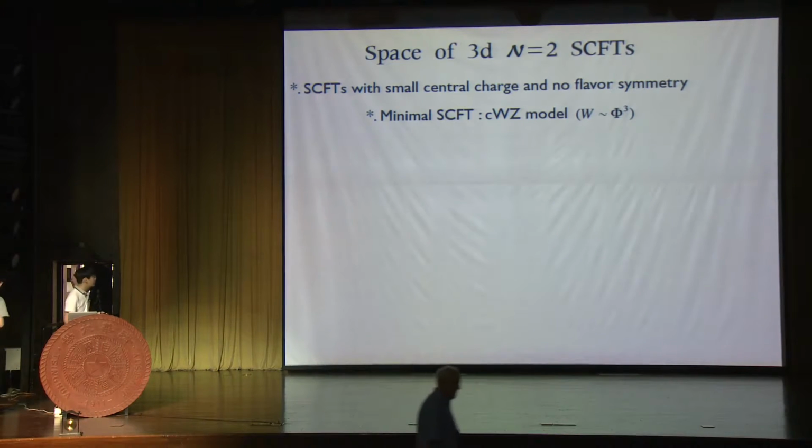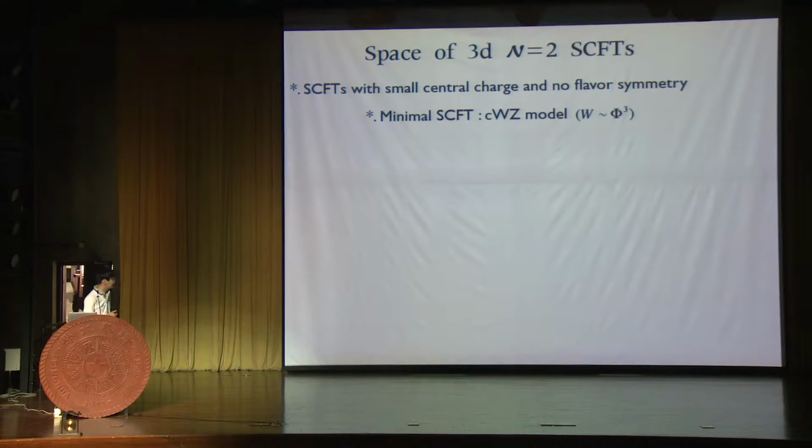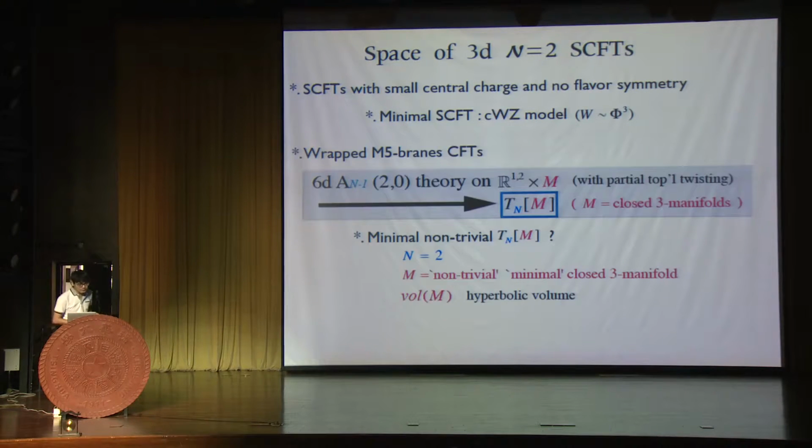So my talk is about the space of 3D N equals 2 CFTs. The minimal 3D N equals 2 CFT, which has small central charge, is known to be the critical Wess-Zumino model. And the natural question we can ask is what is the next simplest CFT. This case is very interesting but very challenging. So in this talk, I will focus on a certain subclass of 3D N equals 2 systems and ask the same question for this subclass.